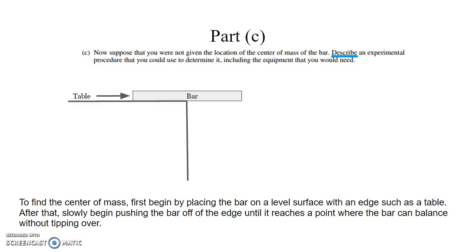Because the center of mass is the point at which an object's entire mass is concentrated, the object can balance at this point. So in my experiment, I decided to use a table and push the bar off the edge slowly until it reached this balancing point. And here is the experiment itself. So to find the center of mass, first begin by placing the bar on a level surface with an edge such as a table. After that, slowly begin pushing the bar off of the edge until it reaches a point where the bar can balance without tipping over.